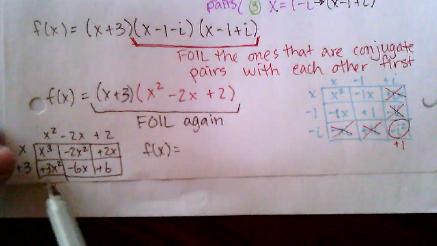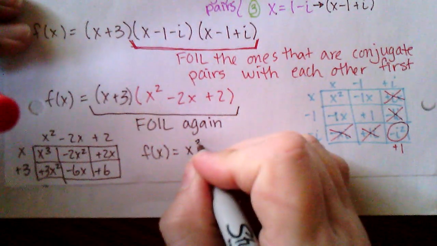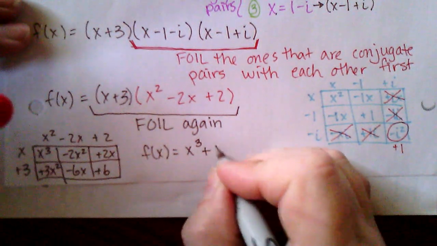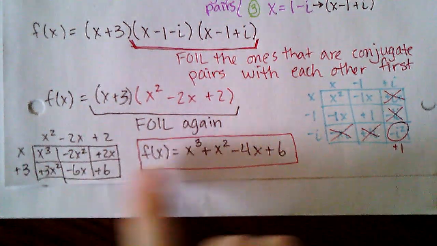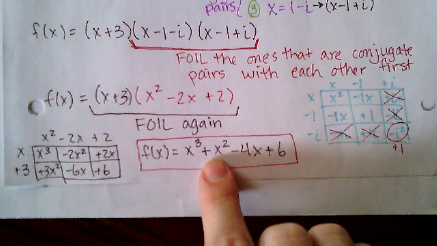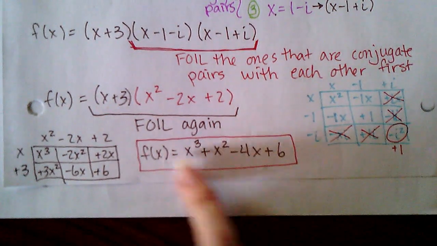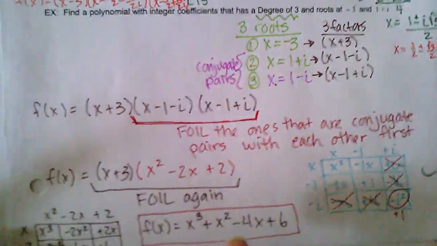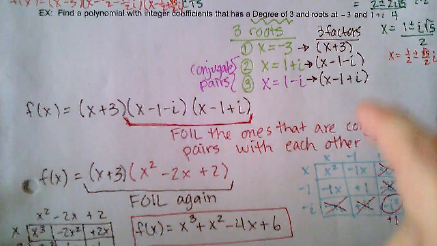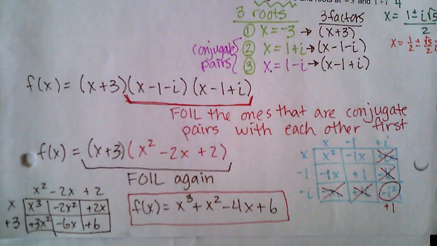So here is that super foiling box. Then you'll combine your like terms. So when you combine your like terms, you'll get x cubed plus x squared minus 4x plus 6. And that would be the polynomial with integer coefficients that has a degree of 3 and roots at the 2 listed plus the one that was hidden because it was a conjugate pair.